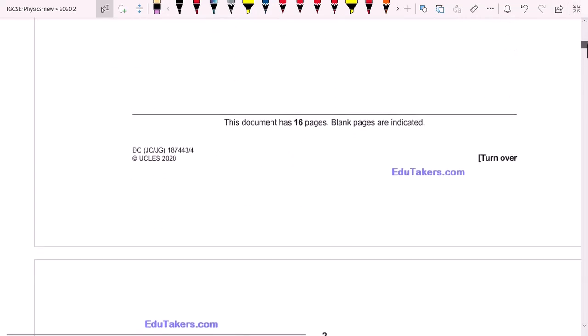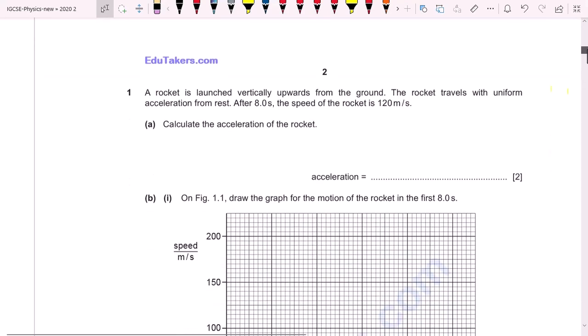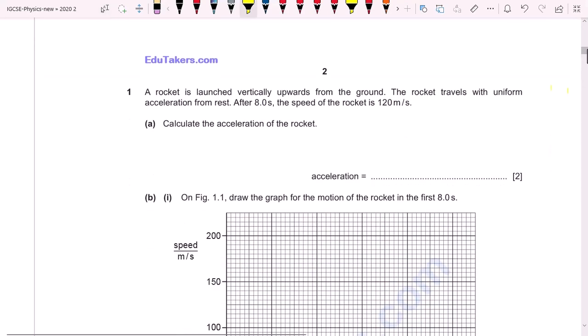Question number 1 is given as: a rocket is launched vertically upward from the ground. The rocket travels with uniform acceleration from rest. So, the rocket starts from rest. It means that its initial velocity must be equal to 0. After 8 seconds, the speed of the rocket becomes 120 meters per second.